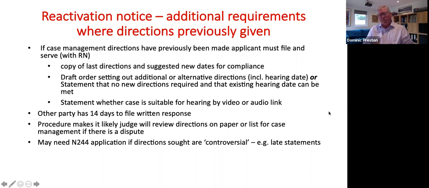If you've got some controversial directions, the equivalent of effectively asking for new statements from new people who haven't previously given them, or where statements were previously required and the date's gone, it strikes me that you probably would want to include an N244 application with evidence explaining why your controversial directions, as it were, are required. I wouldn't rely solely on the reactivation notice.